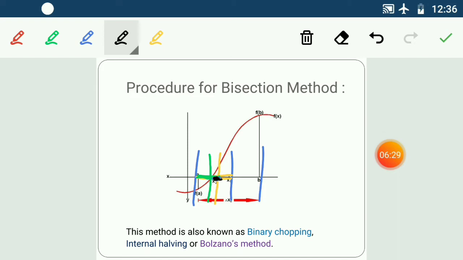What we are doing all the time, we are going to bisect the given interval, and then we are slowly going towards the root. What is my root? Here, this is my root. So this is the procedure.